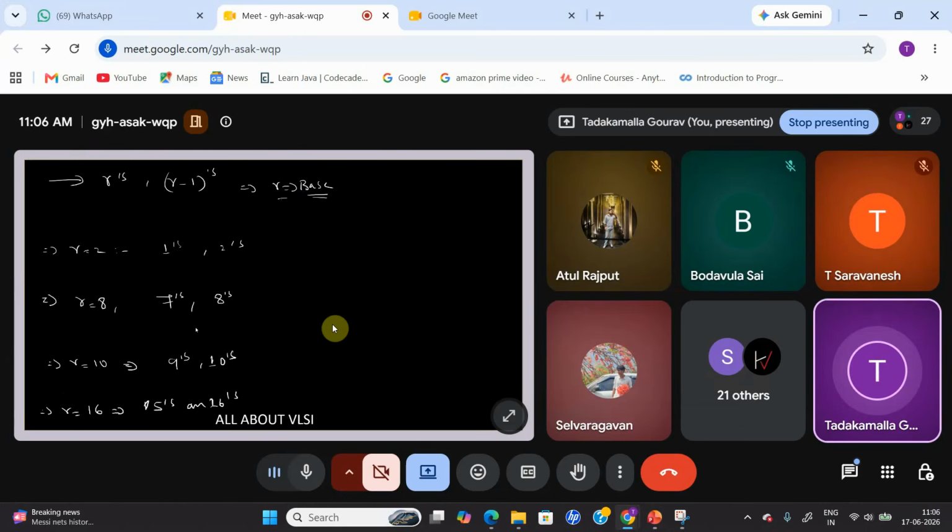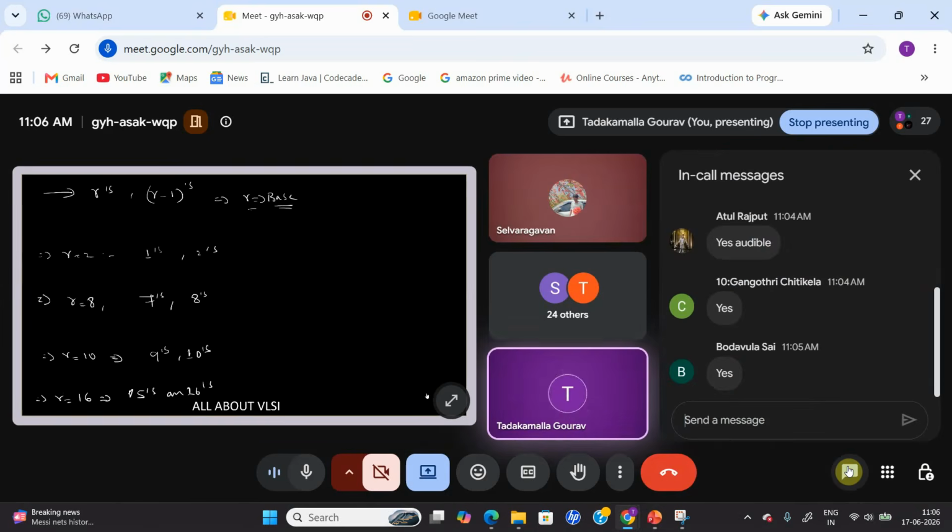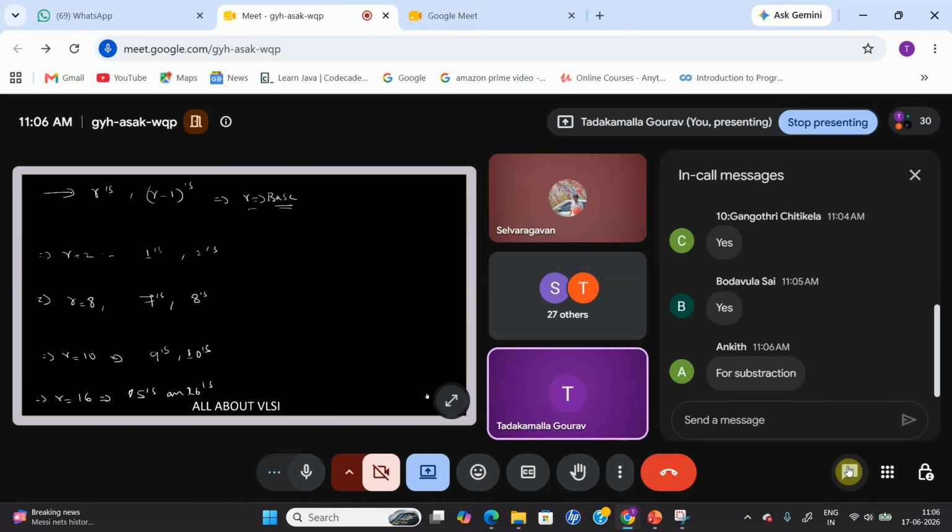Now, can anyone tell me why we are using these complements? Why are we learning one's complement and two's complement? If you already know, can anyone answer? What is the reason for learning these complements, or why are we using one's complement, two's complement, seven's complement, eight's complement? Any answers for this? Okay, for subtraction. Any other answers?